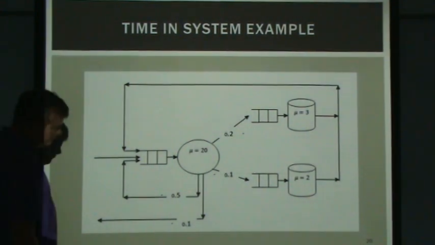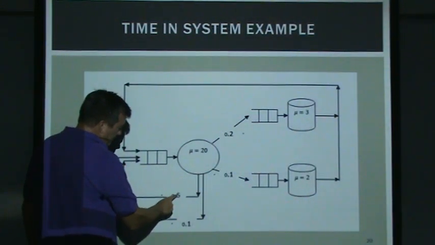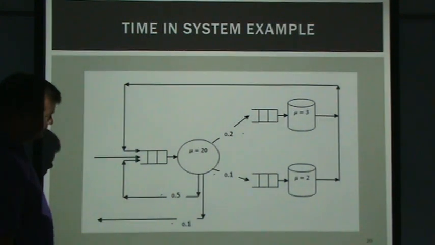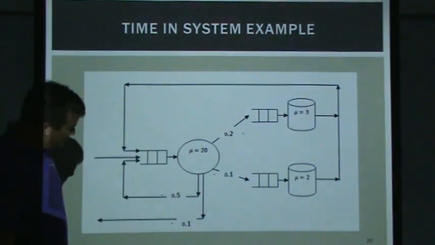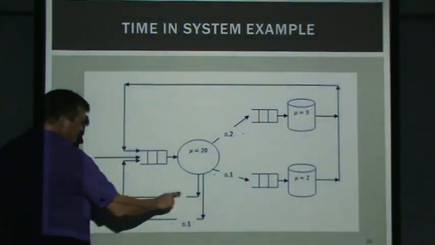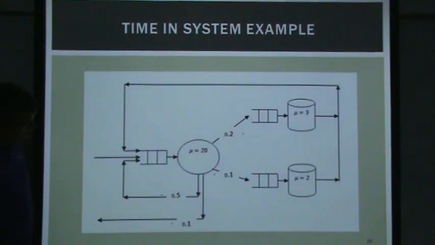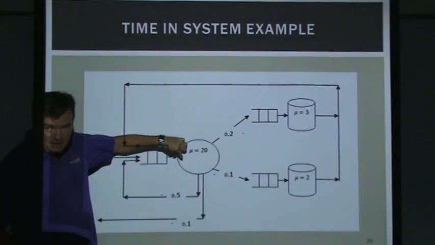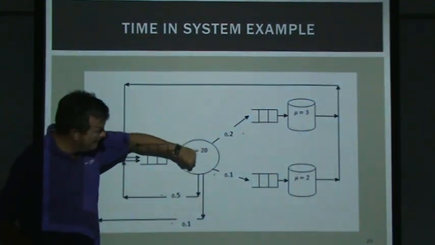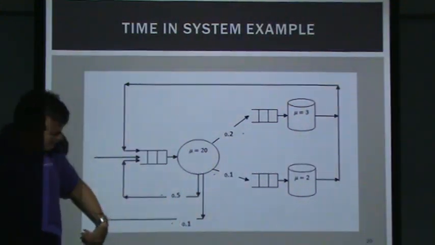Oh, this exiting should be 60%. It's got to add up to 100%. 20, 30, 60. Let's make this one 60. 60% of the time we go back to this queue, and 10% of the time we leave. So what that means is, for every time we visit the CPU, 90% of the time we take some action and then go right back to the beginning. And 10% of the time we leave.